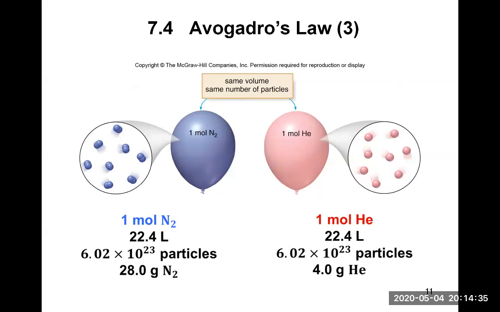However, the mass is different, because 1 mole of nitrogen is 28 grams, and 1 mole of helium is only 4 grams. The only difference here is that the identity of the gas will change the mass, but otherwise 1 mole means the same number of particles and the volume will be the same. This is true only at STP, right? This molar volume is only true at standard temperature and pressure.